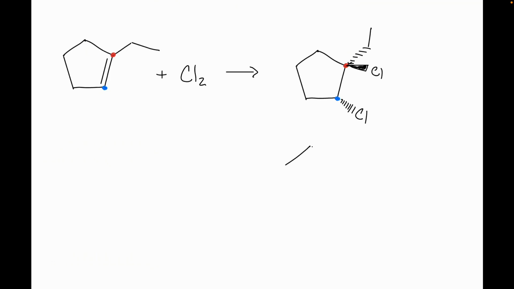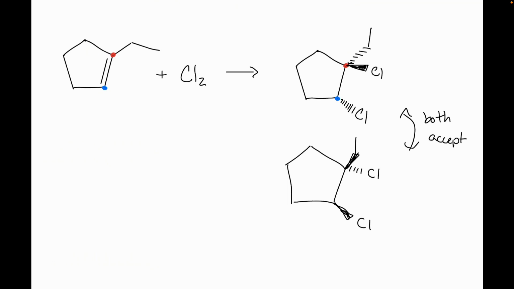So you could have also given me sort of the exact opposite, where your ethyl group is on a wedge. Either one of these would be acceptable. All right, again, the important feature is that these two chlorines are on opposite sides.